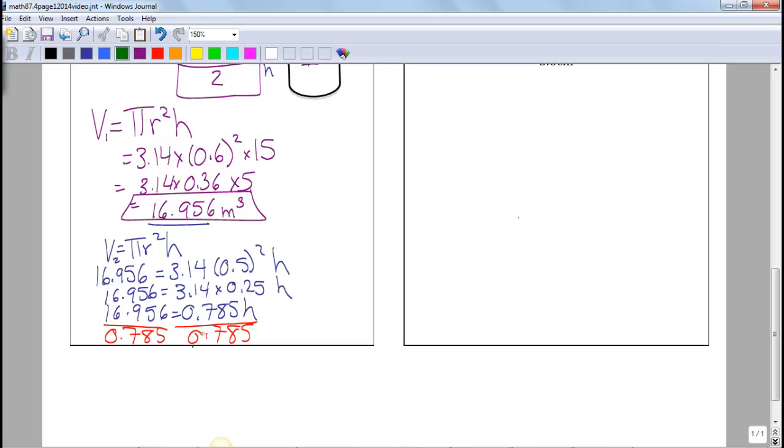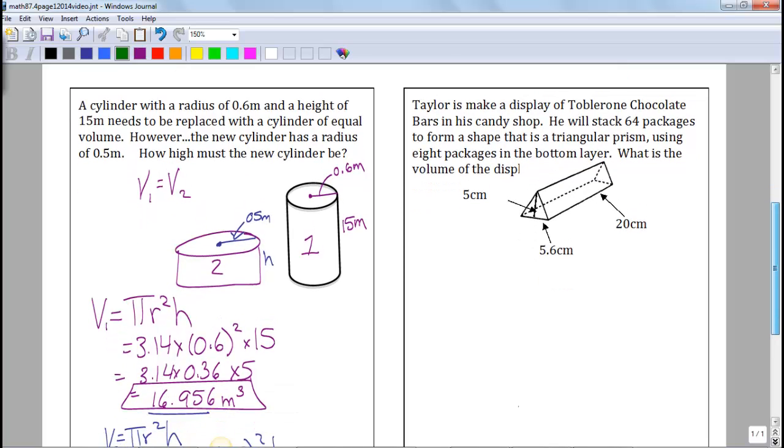So what happens is that these guys cancel. 0.785 divided by 0.785 is 1. So the height ends up being 16.956 divided by 0.785, or 21.6 meters. Pretty cool, eh? So let's try another one.